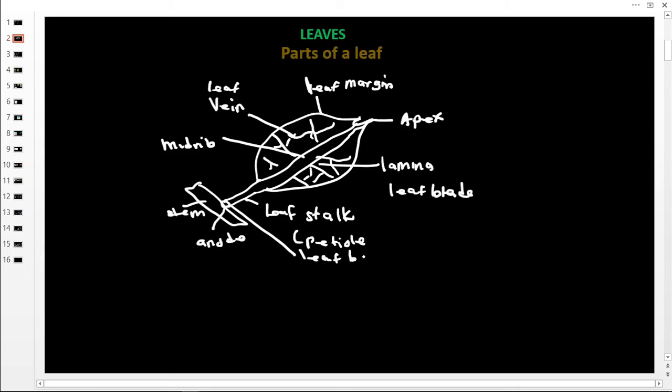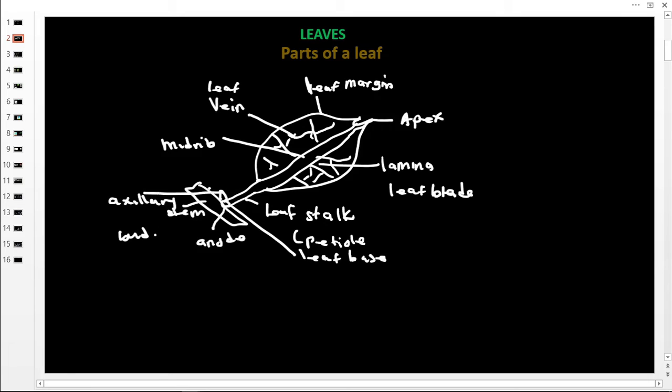This is the leaf base. The leaf base attaches the leaf onto the stem. That point of attachment on a stem is what we call a node. And between this stem and this leaf stalk, we have a bud, this eye. This one is called the axillary bud.